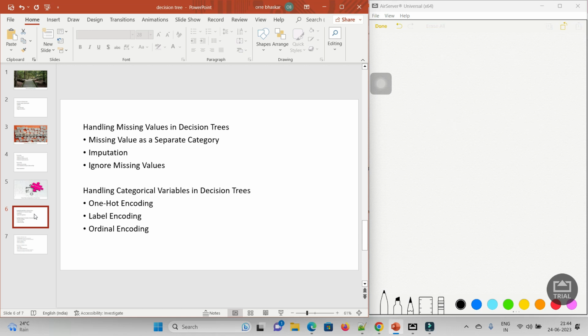Okay. Remember that the choice of handling missing values and categorical values depends on specific datasets, the nature of missingness and categories, and the decision tree algorithm you are using. It's always recommended to pre-process the data carefully and evaluate the impact of different strategies on the model performance.